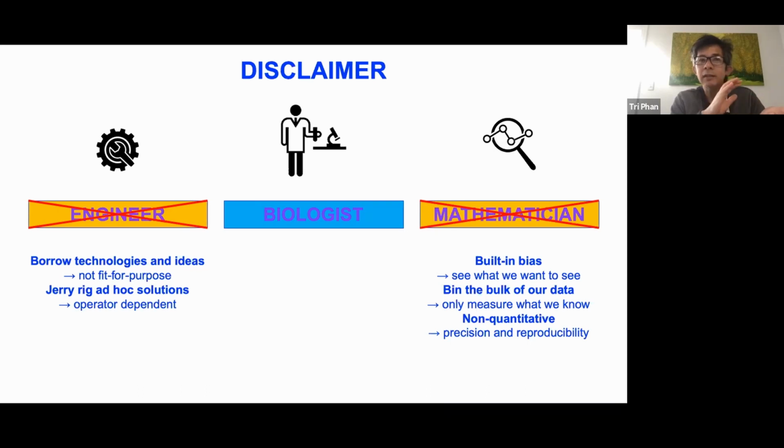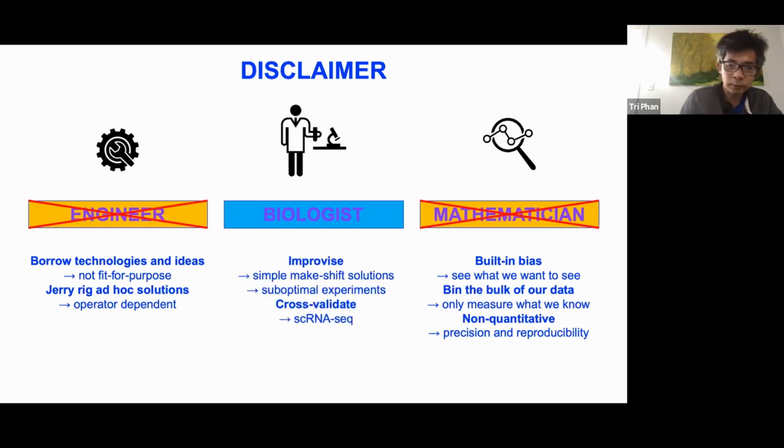In addition to that, in the course of an imaging experiment, we generate an enormous amount of data, but because we don't have the language or the tools with which to process that data, we end up binning the bulk of it. One of the things that we want to work towards is being much more quantitative, because by being more quantitative, we will improve our precision and also our reproducibility.